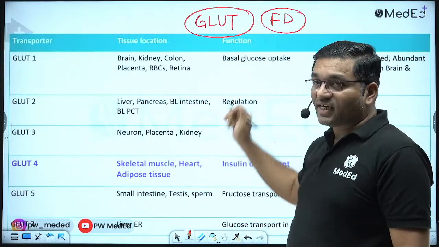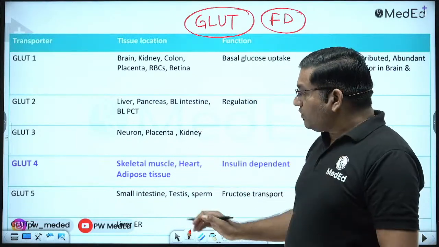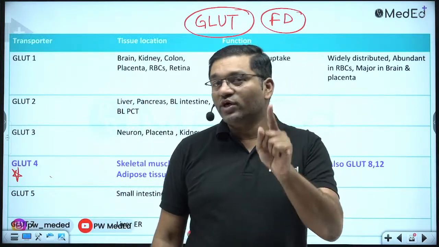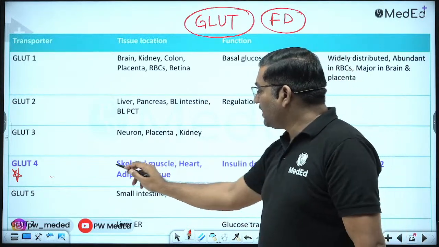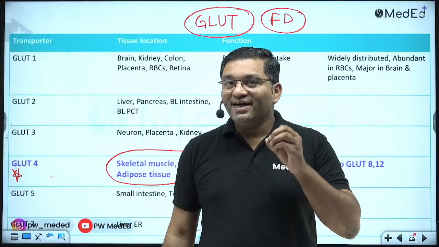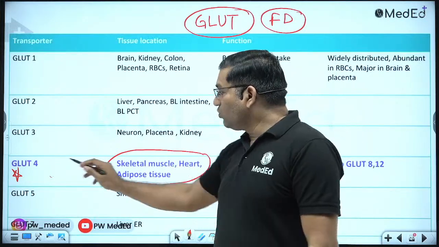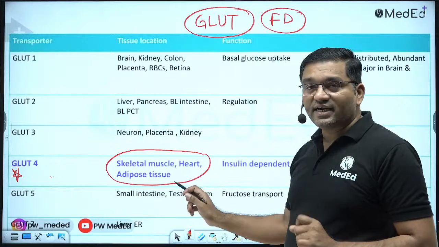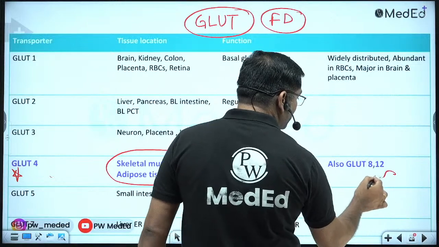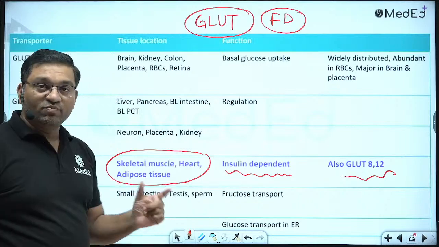So glucose transporters. Now what are the points important to remember from this chart? GLUT4 is important because it is an insulin dependent glucose transporter and its location is important: skeletal muscle, heart and adipose tissue. GLUT4, GLUT8 and GLUT12 are insulin dependent glucose transporters. But remember the location of GLUT4: skeletal muscle, heart and adipose tissue, and it is insulin dependent. Also GLUT8 and 12 are insulin dependent. This point is very, very important from this chart.